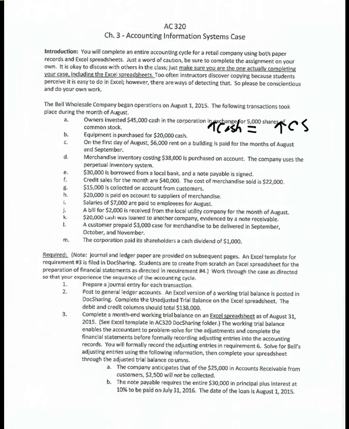Okay, let's go back to the requirements. Really, that's going to be step 1 and 2, and then you're going to complete a trial balance. So you'll have an unadjusted trial balance. Step 3 are the adjusting entries.